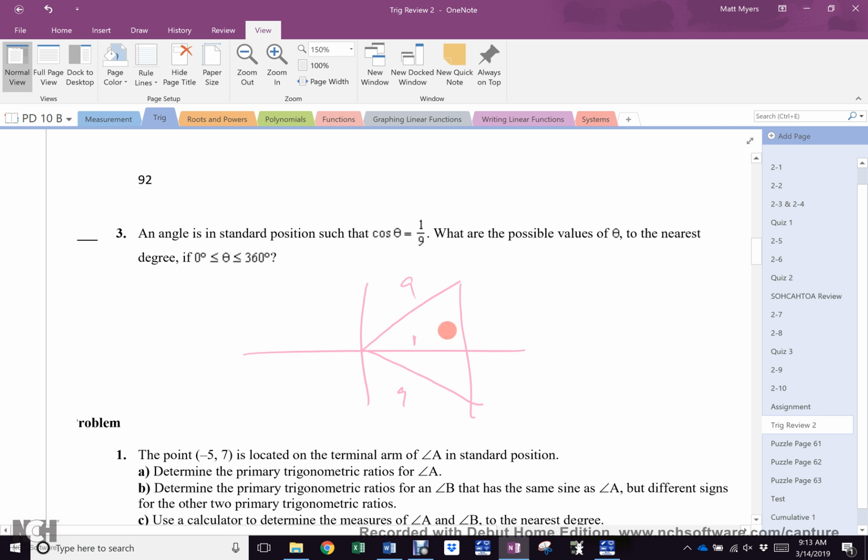Has to be in those two places, so you shift cos 1/9. And it is either 84 or 276. 2 marks.